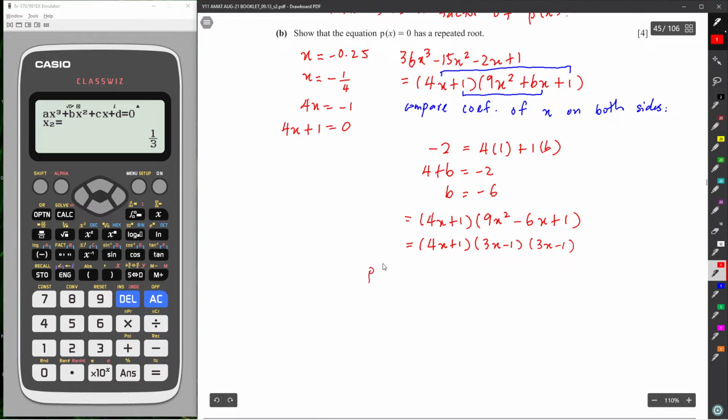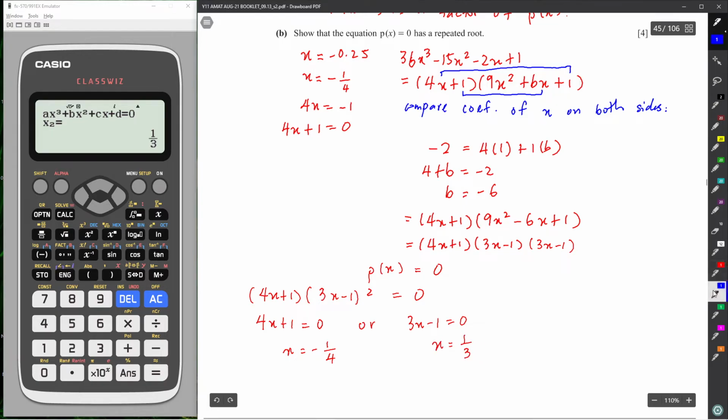P(x) equals to 0. So what is my P(x)? My P(x) is (4x plus 1) times (3x minus 1) squared equals to 0. So from here, I'll get 4x plus 1 equals to 0, where my x equals to negative 1 over 4, or 3x minus 1 equals to 0, where x equals to 1 over 3.